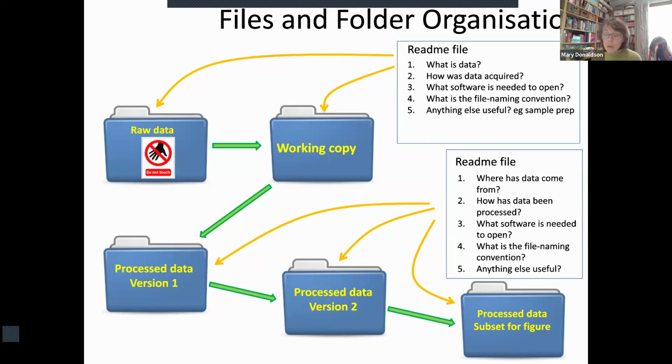So, the cheat sheet that you were working from as you spoke to somebody. And then from that working copy, you can then process your data as necessary as you move towards a publication. And again, in each of these folders, there should always be a README file. Where does the data come from? So you can track the provenance of a data file as it moves through your system.